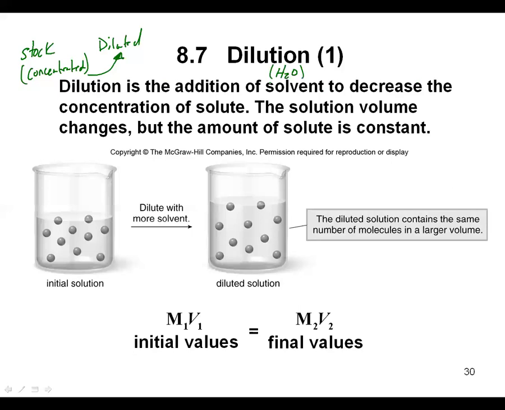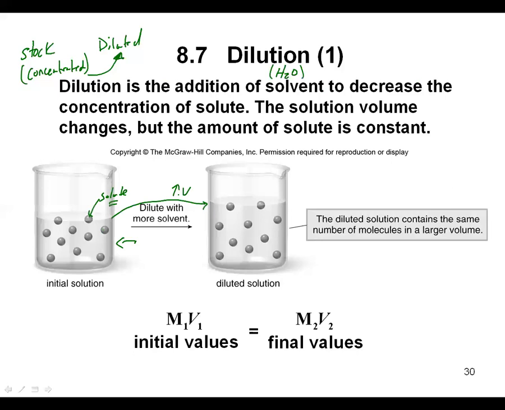And you can see that here. If you look at these circles, for example, if we count them, there's 2, 4, 6, 8, 10 on the left, 2, 4, 6, 8, 10 on the right. So the little circles are our solute, and that remains the same on both the left-hand side and the right. The only difference is the volume of the solution increased.